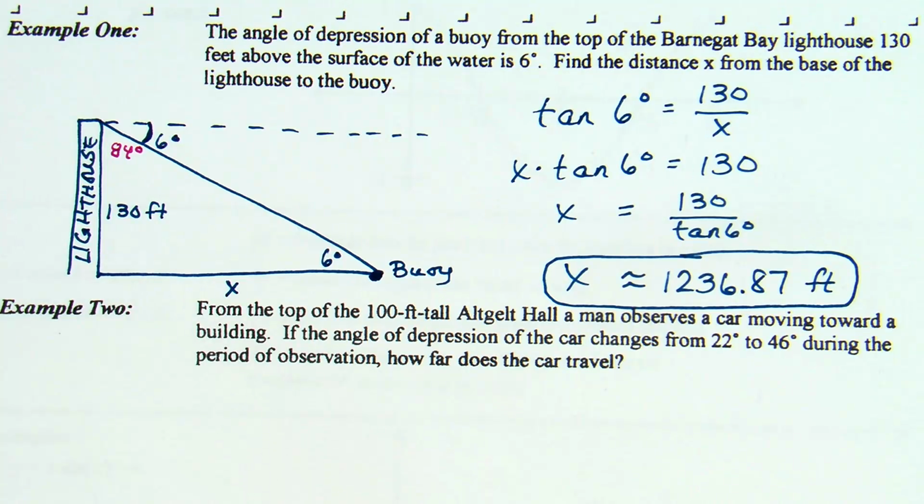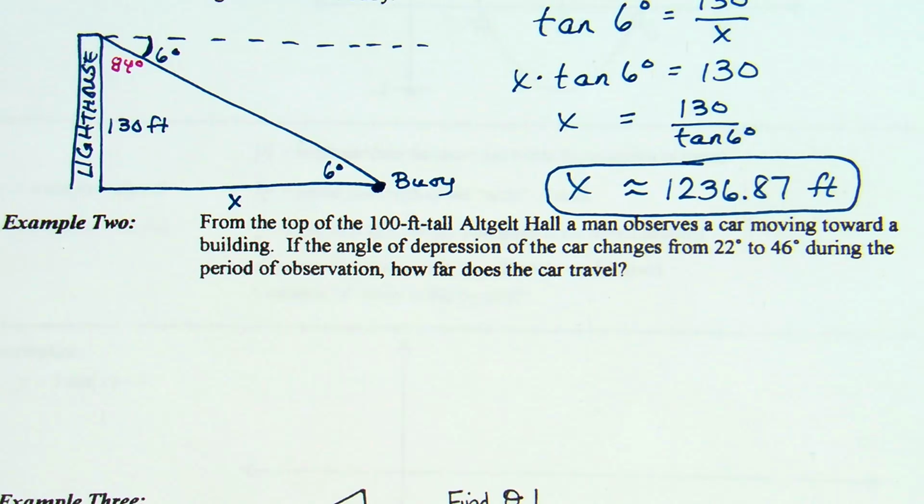From the top of the 100-foot tall Altgate Hall, a man observes a car moving toward a building. The angle of depression of the car changes from 22 degrees to 46 degrees during the period of observation. How far does the car travel? Obviously, we went from the easy peasy level to the more difficult level quickly. So that's how it works.